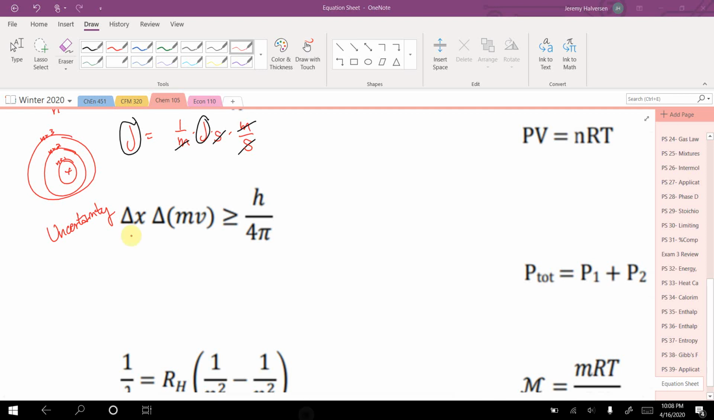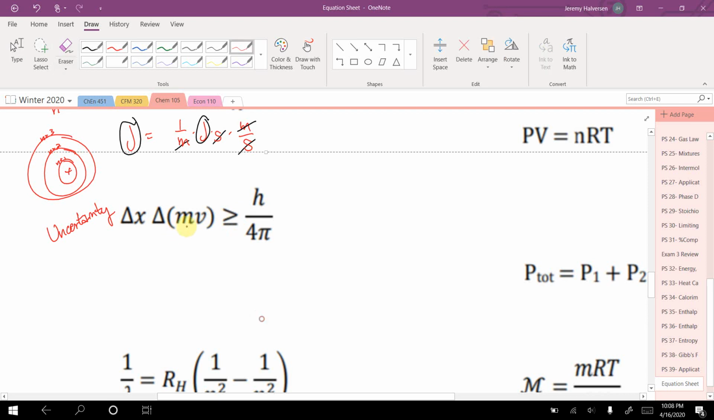It's basically saying the uncertainty in the position times the uncertainty in the momentum has to be greater than or equal to this quantity h over 4 pi, which means if I become more certain in x, in its position, so if my uncertainty in the position goes down, in order to keep this inequality true, the uncertainty in the momentum has to go up.